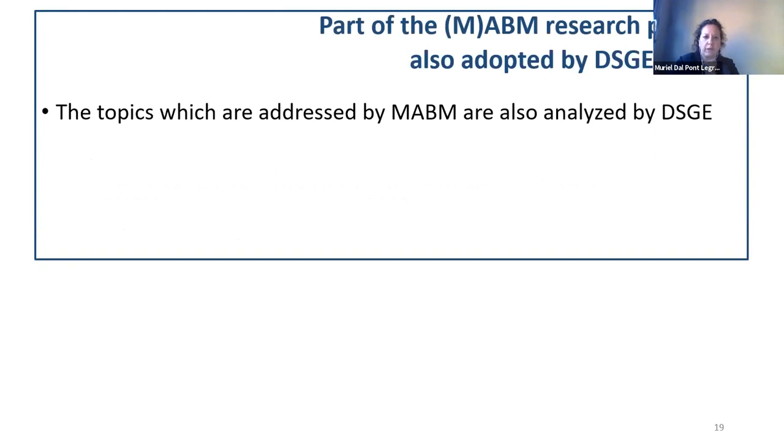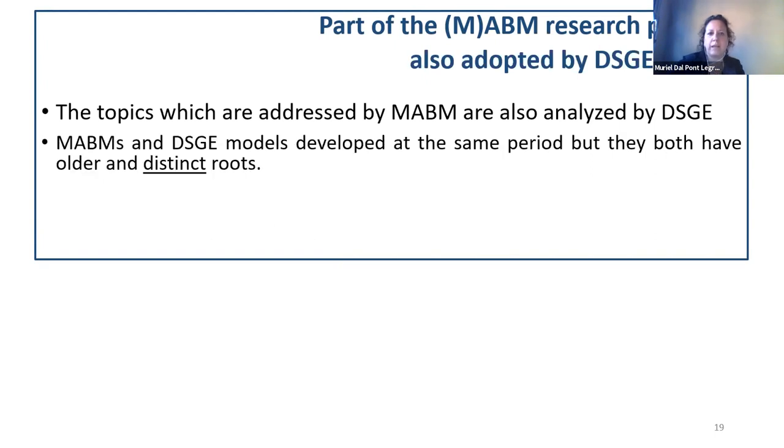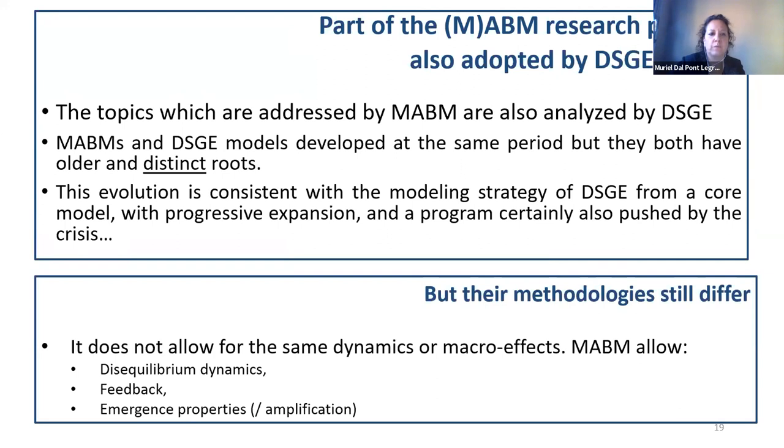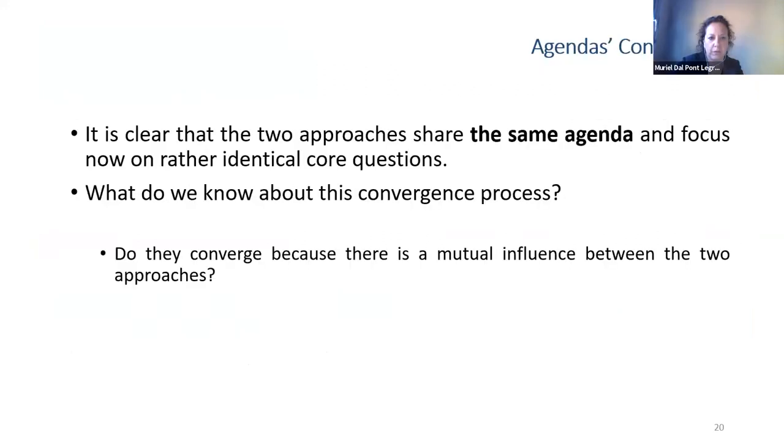So the topics which are addressed by macroagent-based models are also analyzed by DSGE. Macroagent-based models and DSGE develop at the same period the same sort of model, the same topics, but they have distinct roots. So clearly, it's difficult to imagine that there is a strong convergence. More than that, I cannot enter into detail here, but as Domenico explained, their methodologies still differ a lot: disequilibrium dynamics, feedback, emergence properties. So clearly, there are still two different fields which do not communicate a lot.